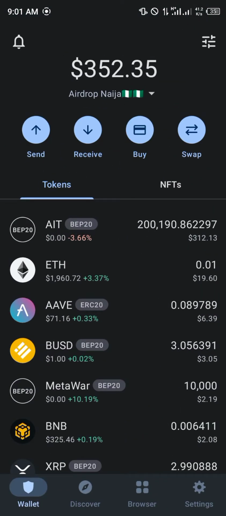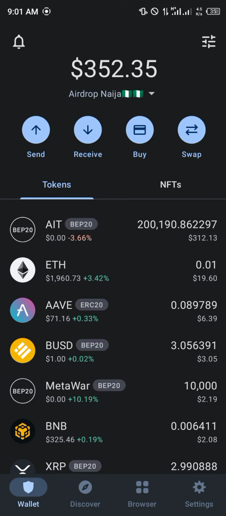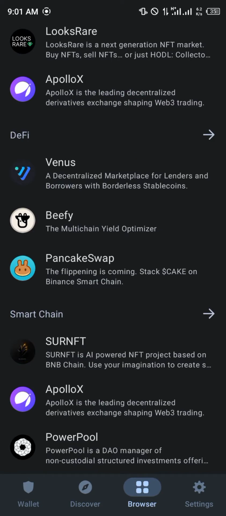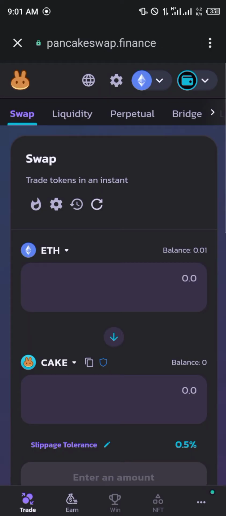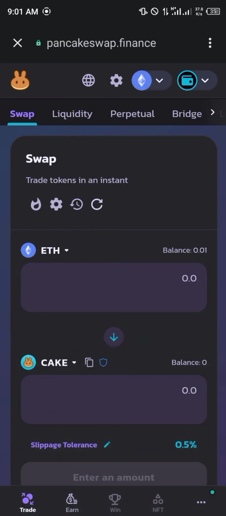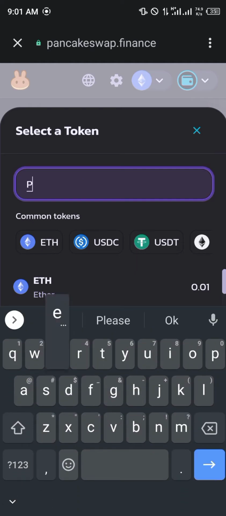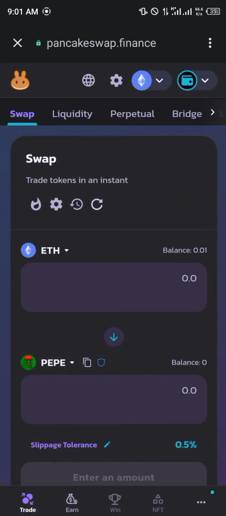Once you open Trust Wallet, make sure you possess some Ethereum. As I said before, gas fees and the rest. Open up PancakeSwap. Once your PancakeSwap is opened, make sure your wallet is connected. Make sure you're on the Ethereum network. We then simply need some Pepe token. You must possess Pepe token. So you either get this Pepe token by simply swapping your Ethereum into Pepe.